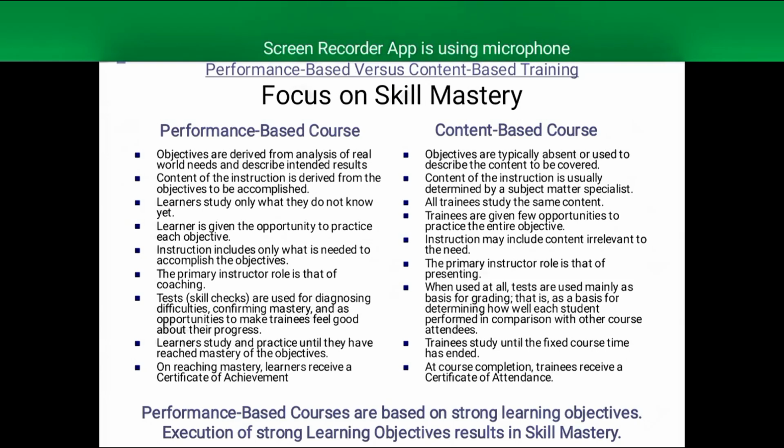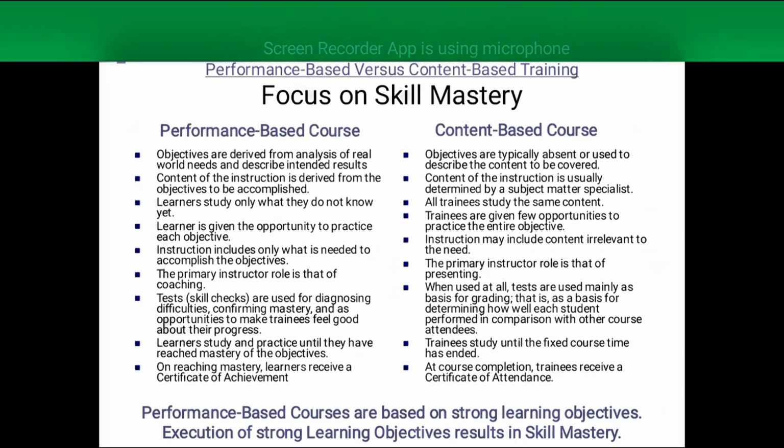In performance-based courses, learners study and practice until they have reached mastery of the objectives. In content-based courses, trainees study until the fixed course time has ended. In performance-based courses, on reaching mastery, learners receive a certificate of achievement, while in content-based courses, at course completion, trainees receive a certificate of attendance.